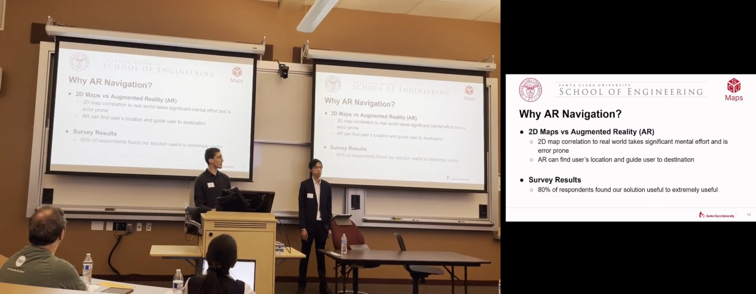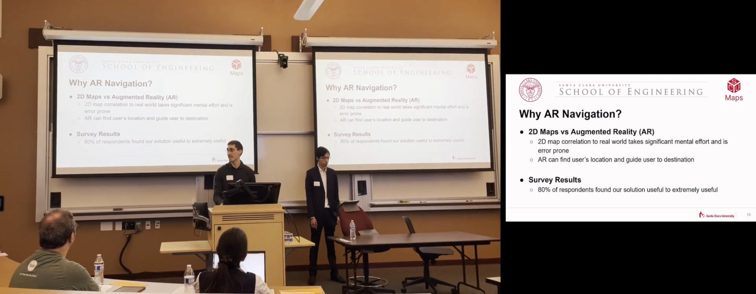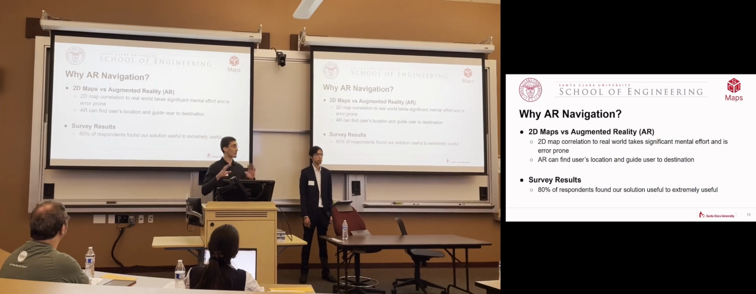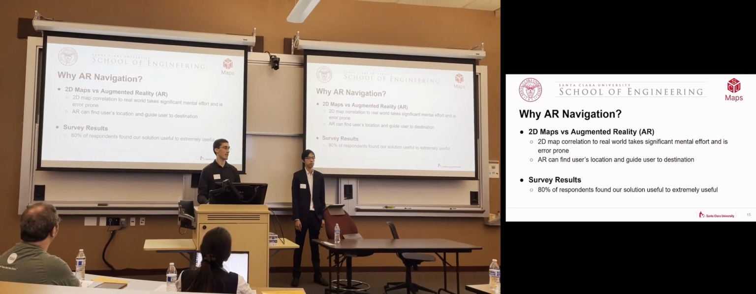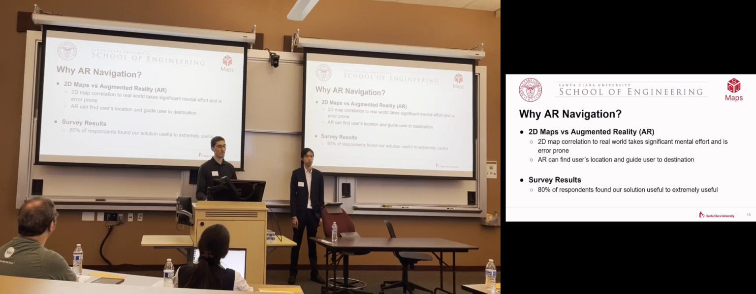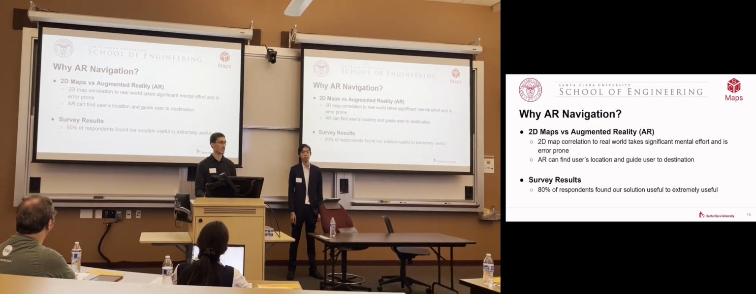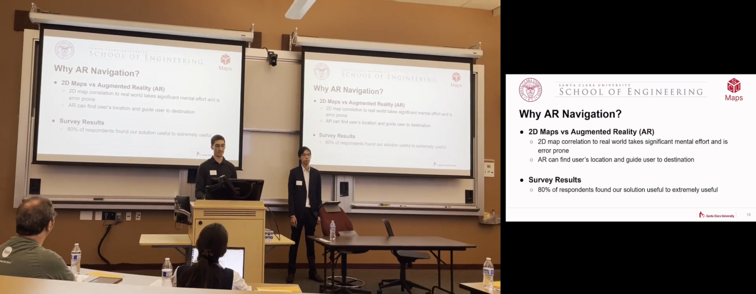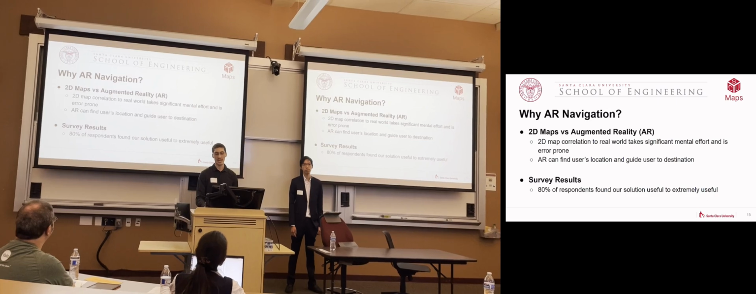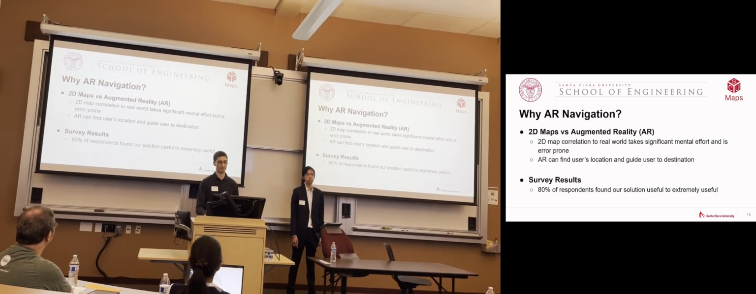So why did we go with augmented reality navigation? It mainly comes down to the fact that when you're trying to correlate locations on a 2D map to their real 3D counterparts, it takes a lot of mental effort, and it's actually very prone to error. With augmented reality, our app can recognize where the user is just based on their camera feed and guide them to their destination, making it very easy to navigate. And coming back to that survey that we sent out, when we proposed our solution, 80% of our survey respondents were in favor of the solution we proposed.